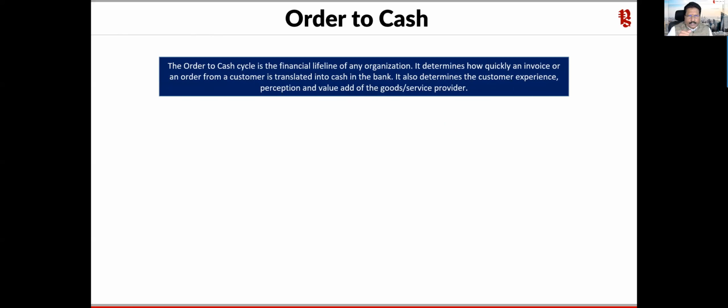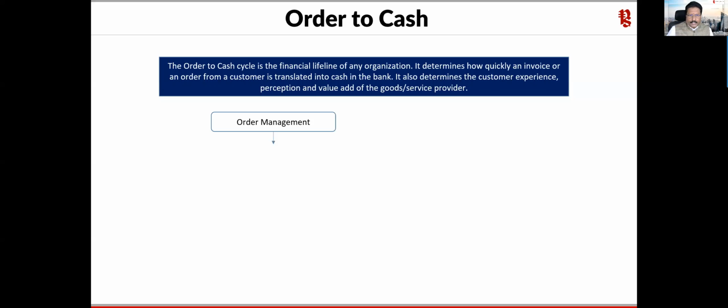As I explained, let me just read it out. The order to cash cycle is the financial lifeline of any organization, because you will see your money rotating or your working capital getting generated only when you are making your sales and then collecting the money also. So it determines how quickly an invoice or an order from a customer is translated into cash in the bank. This is what I was mentioning, right? It also determines the customer experience, the perception, and the value of goods and services that you provide.